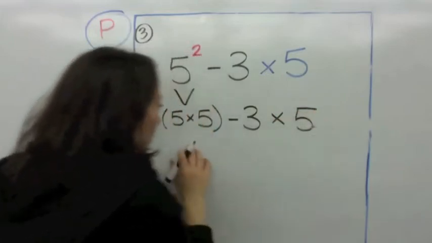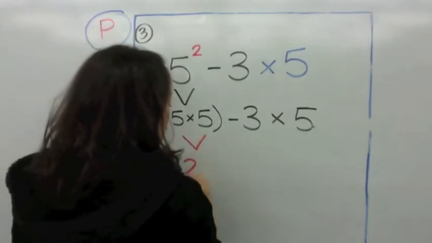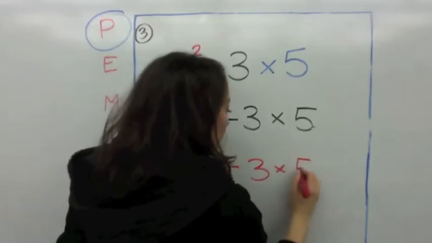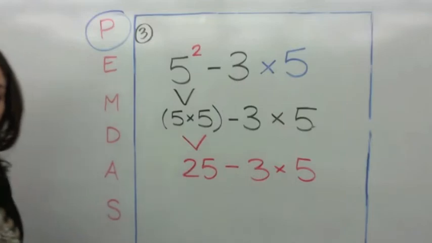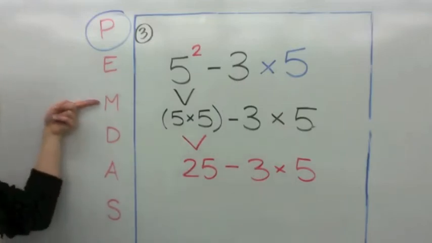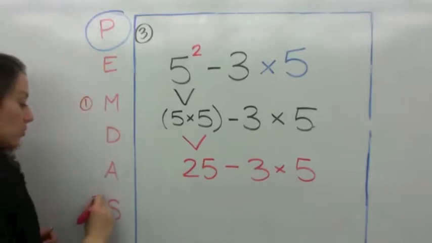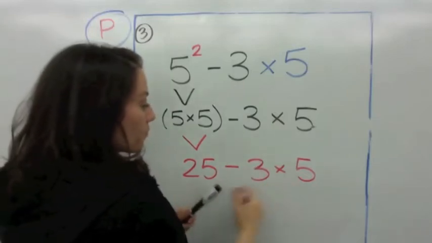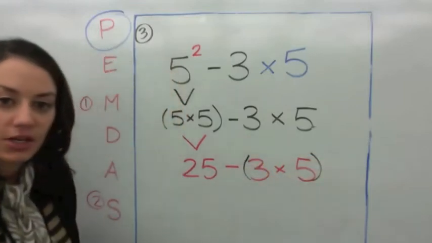Still working with 5 times 5. What is 5 times 5, or 5 squared? It is 25, remember? Minus 3 times 5. So we have subtraction and multiplication. What would you do first? Subtraction or multiplication? What comes first? Multiplication and then subtraction. So you can do this one first and this one second. So I want you to actually put parentheses around 3 times 5. Do that for me.